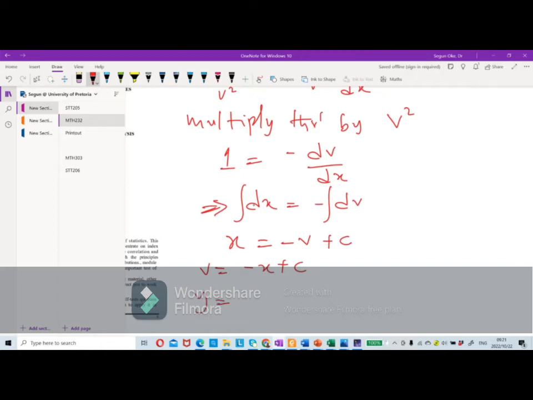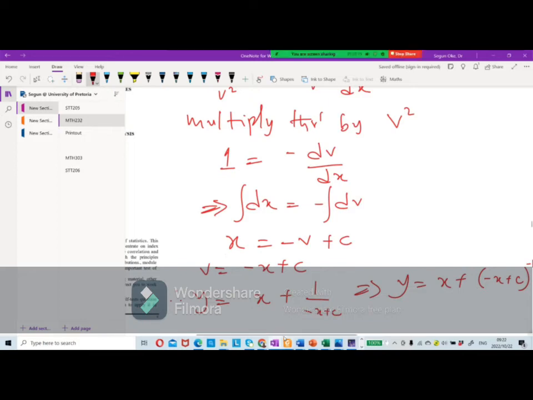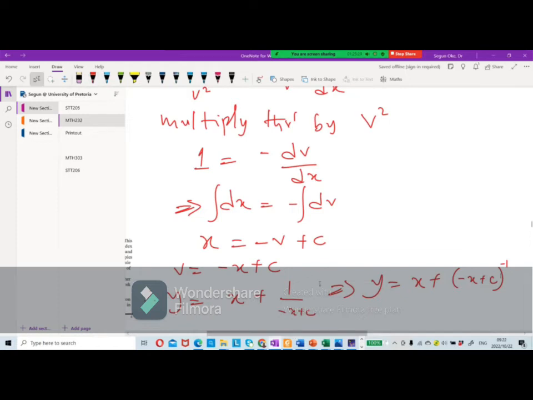Let's go to our y again and substitute our v into it. Our y is now, therefore, y equals x plus 1 all over minus x plus c. That is your final answer. Or you can rewrite it in another way: y equals x plus minus x plus c raised to power negative 1. So any question we have on this aspect, we can solve it using the same method.